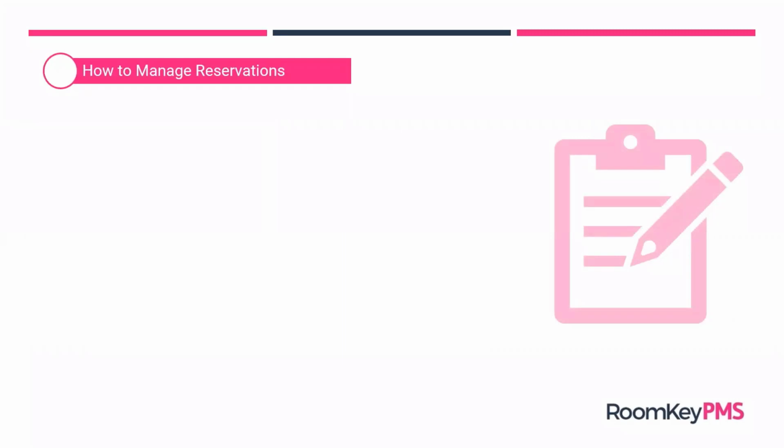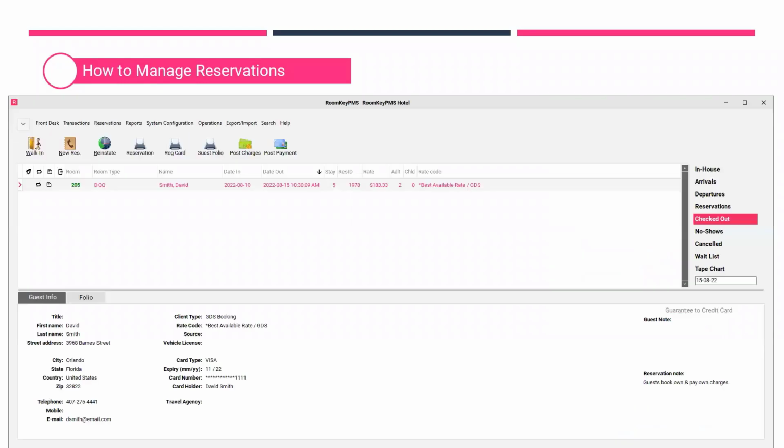Now, once you've had an opportunity to search for reservations, I also wanted to dive into how we can manage different types of reservations in RoomKey. I'm going to bring up that test database once again, just so we can use some of these examples as well.